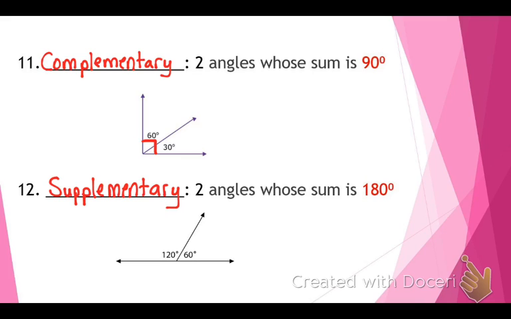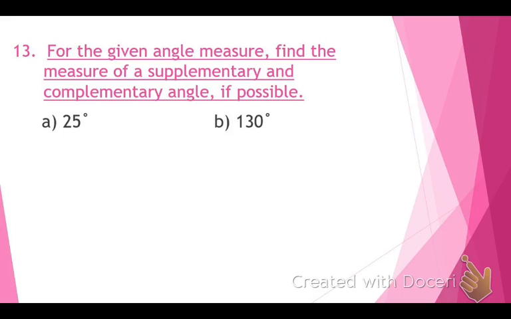Okay, once again, good vocab words to make little vocab cards out of to help you memorize and understand what each of these vocab words are. For the given angle measure, find the measure of a supplementary and of a complementary angle if possible. Okay, remind me again what we know about supplementary angles. They add up to 180 degrees.